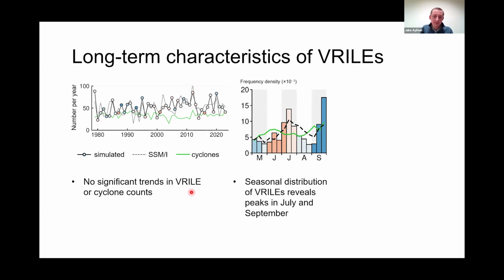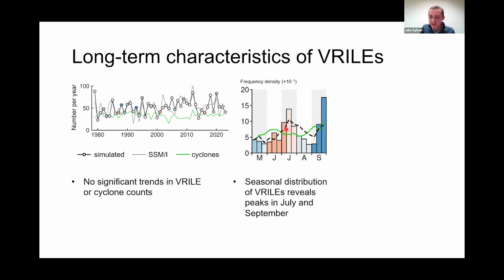So that was the yearly counts. In this plot, we're looking at the seasonal distribution. The bars here are basically just showing the distribution across the whole time period, so the whole 1979 to 2023, and the distribution within the season of when the rapid ice loss events occur in the model for the bars, and then observations in the dashed line. So again, our model is picking up the general characteristics of the virile events.